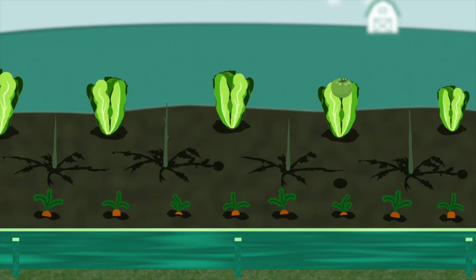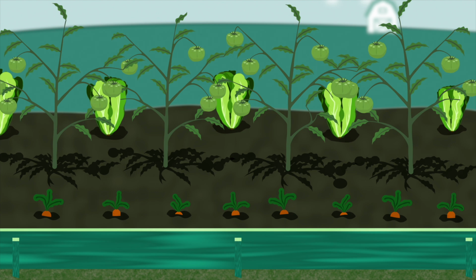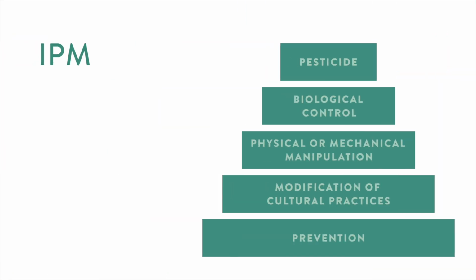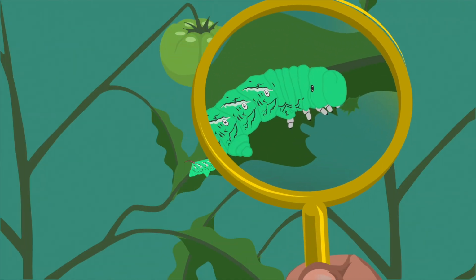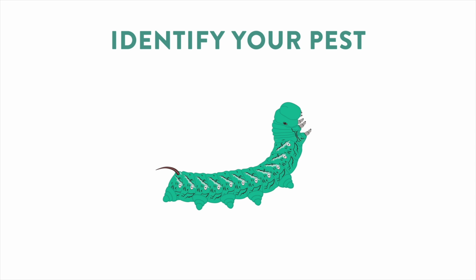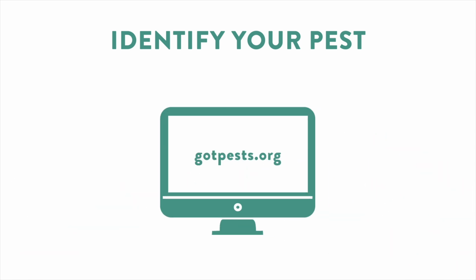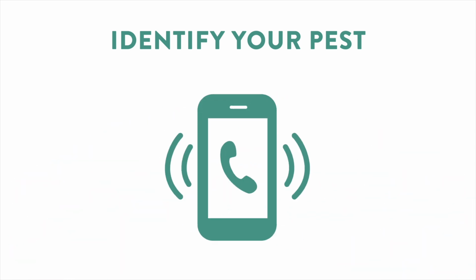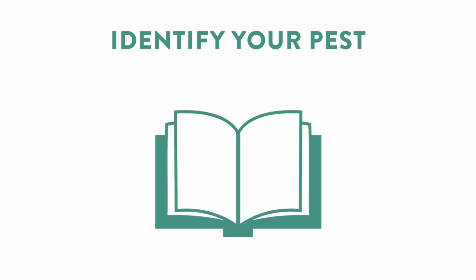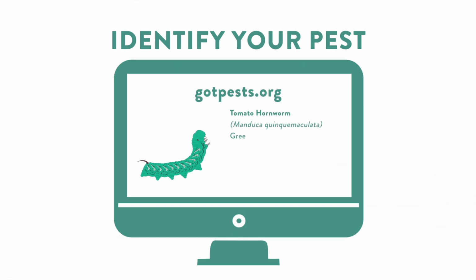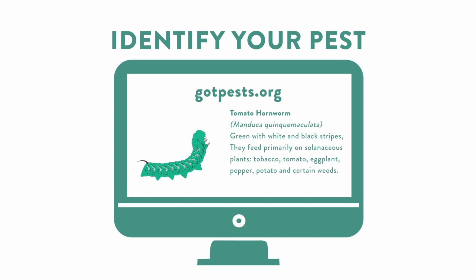Let's see IPM in action. Say you're growing tomatoes in your garden. One day you notice large green caterpillars eating your tomatoes. Your first instinct might be to use a chemical to kill them. But if we use IPM, we may be able to take care of these caterpillars in a cheaper, simpler way. The first step is to identify our pest. By using local resources like online websites, calling our local extension, or checking pest ID books, we can use clues like what the caterpillar looks like combined with what it's feeding on to ID our pest. In this case, it's a tomato hornworm.